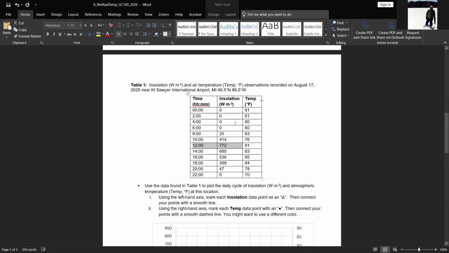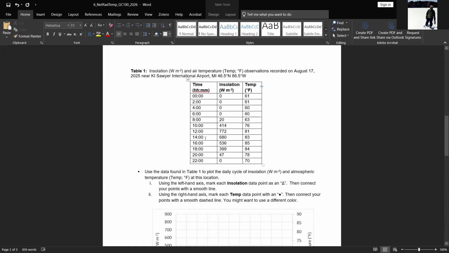Our third column is air temperature in Fahrenheit. In the middle of the night, it was 61 degrees on August 17th, 2025. Then it was still 61. It went down a little bit to 60. But right around the same time as the sun comes up, it starts getting a little warmer and warmer and warmer. And then it cools off again, as you'd expect at night.